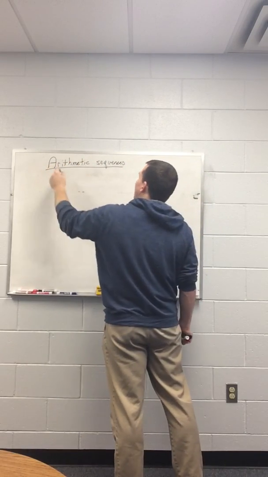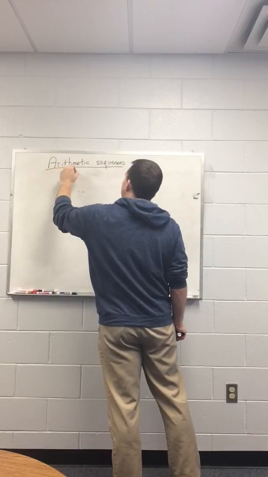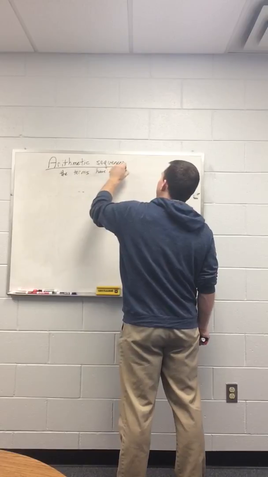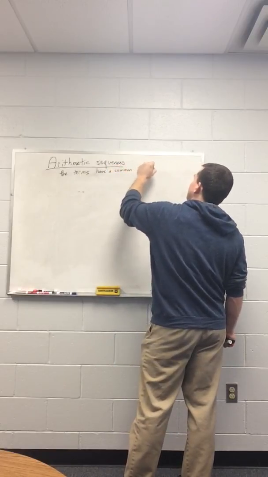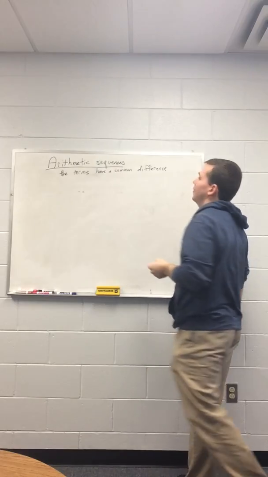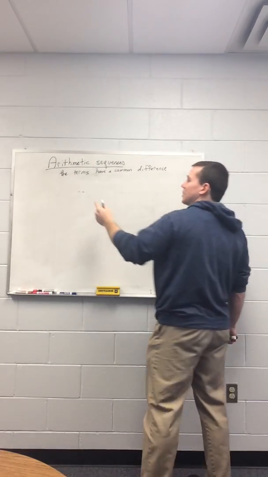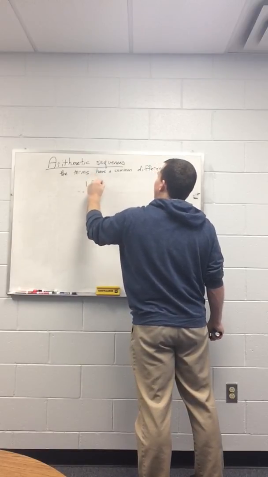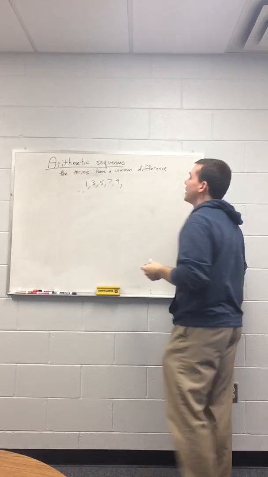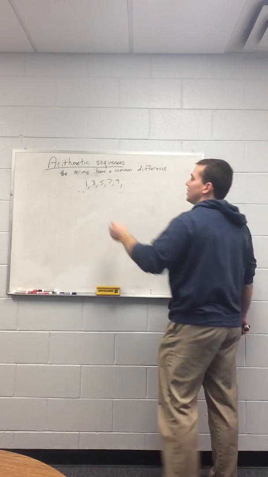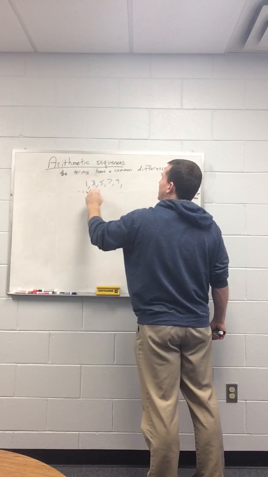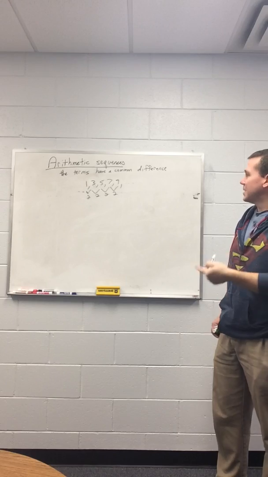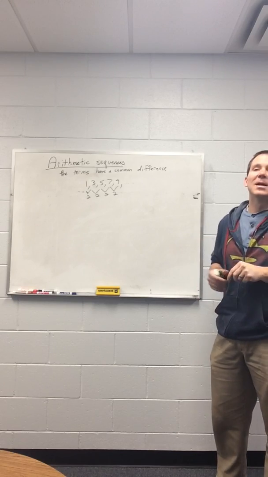As far as definitions go, for arithmetic sequences, the terms have a common difference. So essentially the idea is, suppose I have a sequence 1, 3, 5, 7, 9, and so on. If you look, each of the terms differ by 2. That's a common difference. They all differ by 2, which means that's an arithmetic sequence.